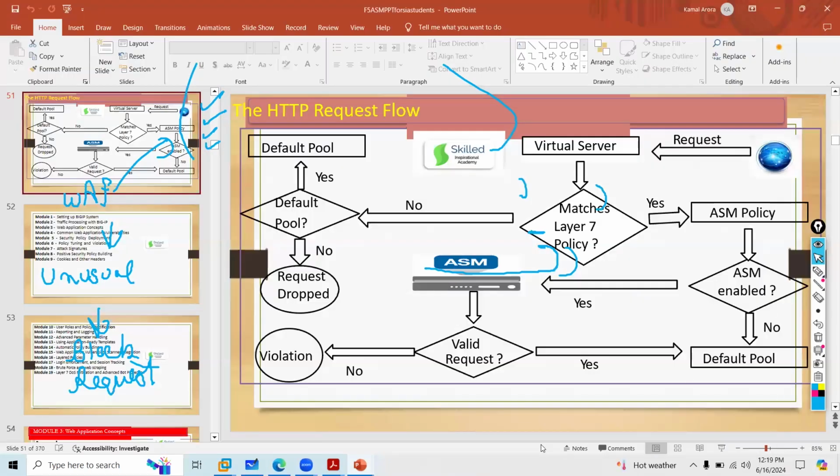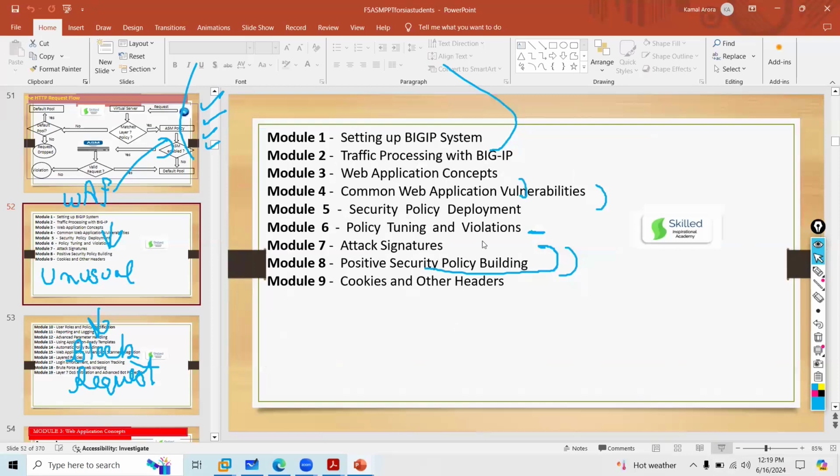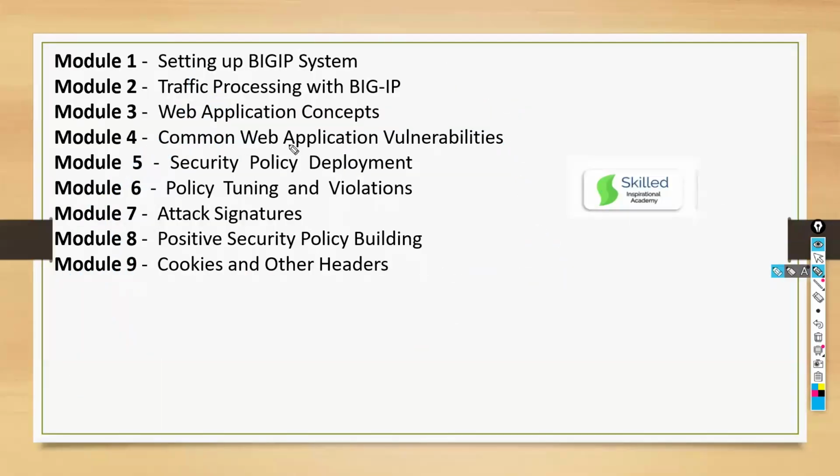Now let me come across the different modules which we'll be covering. First module, I'll be covering setting up your BIG-IP. So for WAF, we will be needing three images. One, you will need a laptop. Second, we need an F5 image.